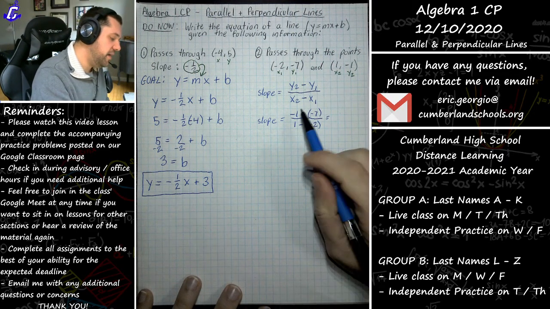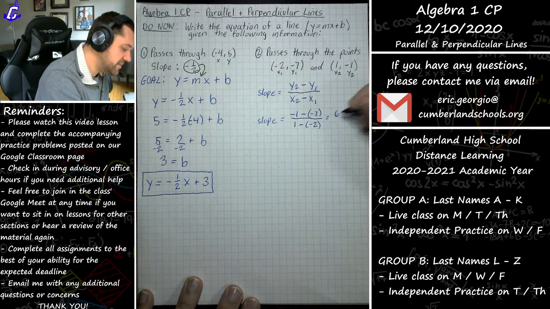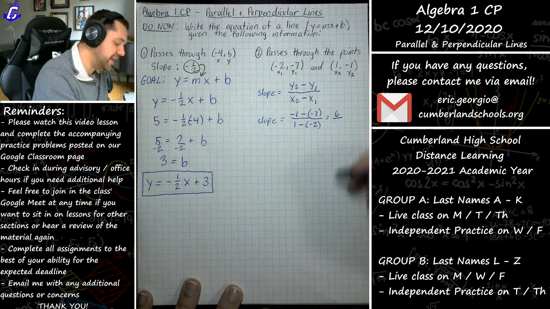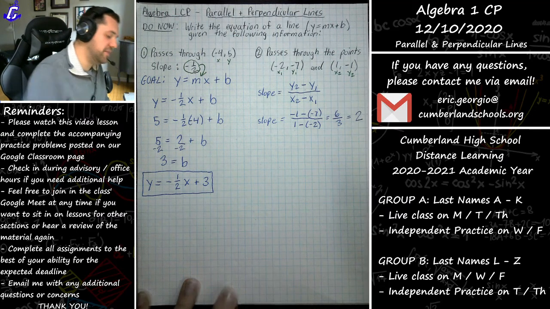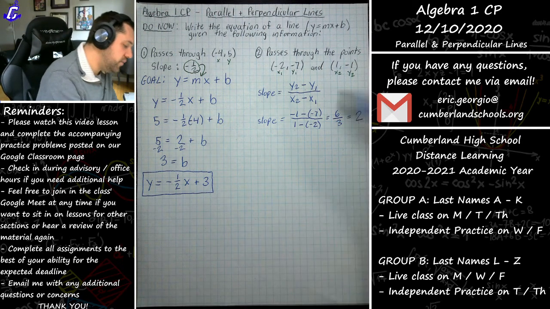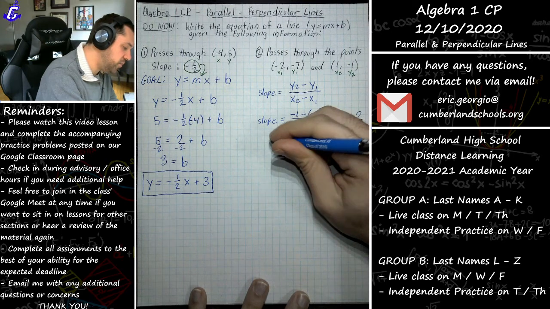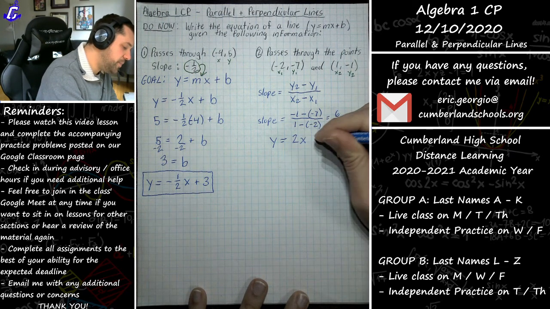Let's see what we get. -1 minus -7 is going to be -1 plus 7, which is 6, over 1 minus -2, which is the same as 1 plus 2, which is 3, and 6 divided by 3 is +2. All right? So just like over here, we could now start by plugging our slope in for our equation and say y equals 2x plus b.